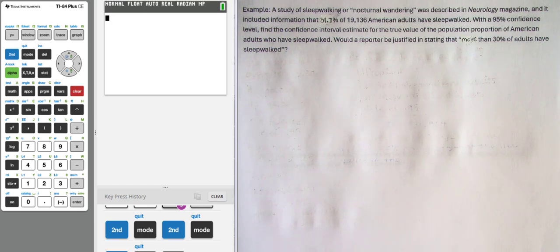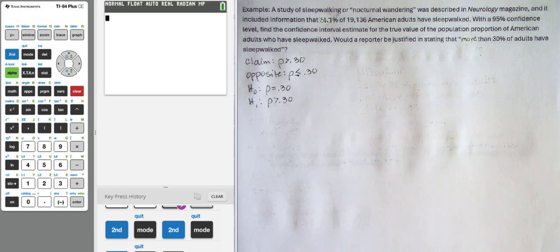Notice that there is no specific verbiage that says test the claim that. However, a reporter is making a statement in his article, so we are testing his to see if he's justified. His claim is referencing p to be greater than 0.30, so your opposite is going to be less than or equal to. Since you always set the null hypothesis equal to 0.30, you're going to set the alternative hypothesis equal to your claim. With your confidence level of 95%, your significance level alpha is 0.05.